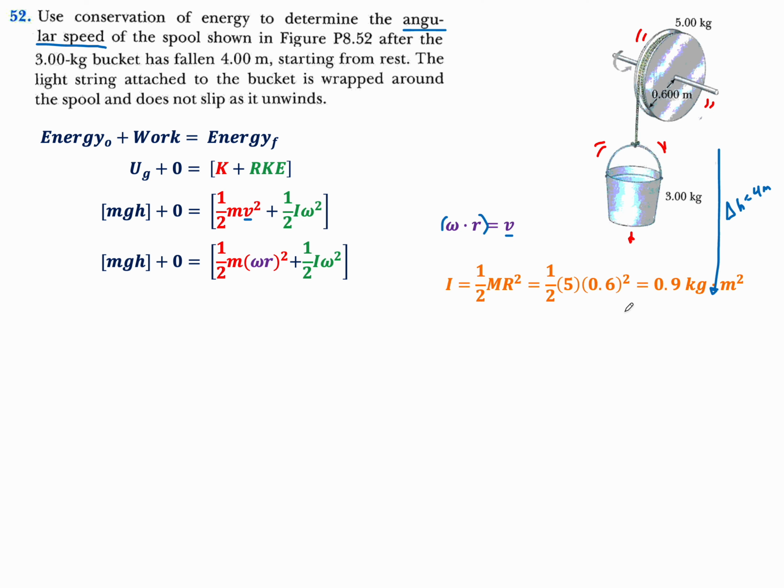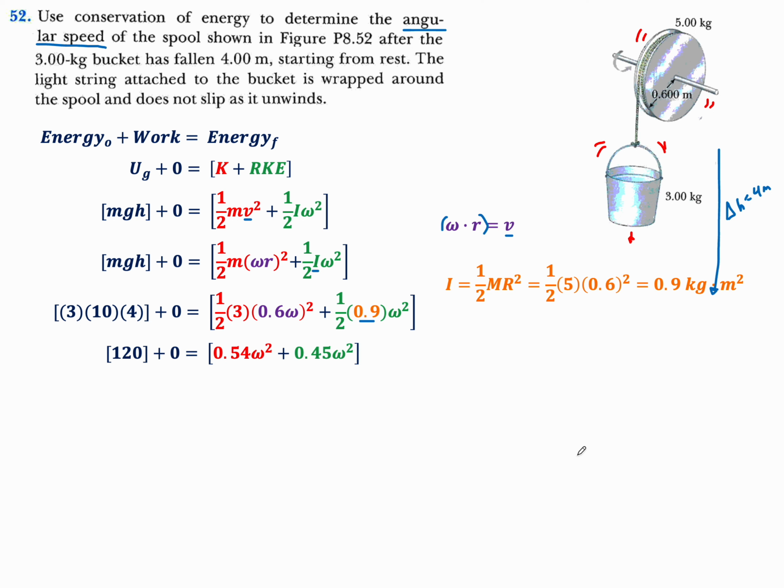And then to be able to solve this, I need to figure out the rotational inertia of the system. For the spool, 1/2 times its mass times its radius squared gives us 0.9. We can then plug that into the equation over here for I. So I is 0.9.